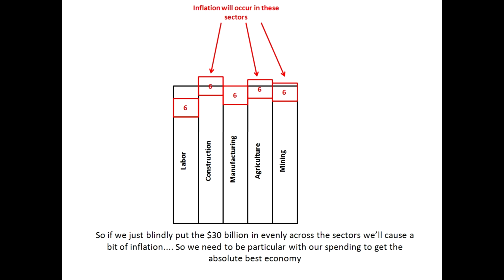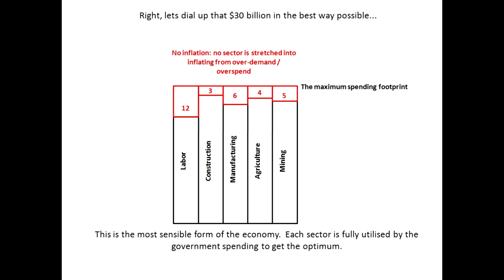We can see that some sectors finish up outside their maximum spending footprint, while the labour sector is still well short. Those sectors which are outside will stretch and cause inflation in the economy and damage it a bit. Let's have a look at how we should do things smartly. Now we've nicely distributed our 30 billion to fill up each sector to its maximum spending footprint size. So where the spending goes matters as much as how much is spent.